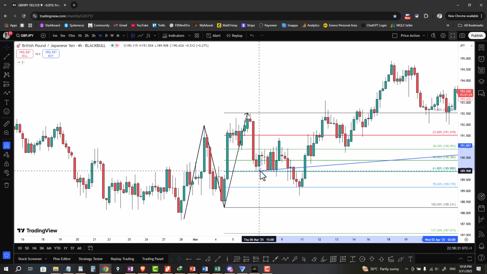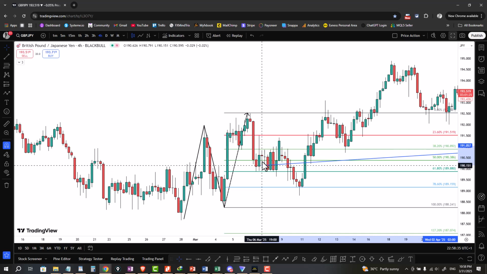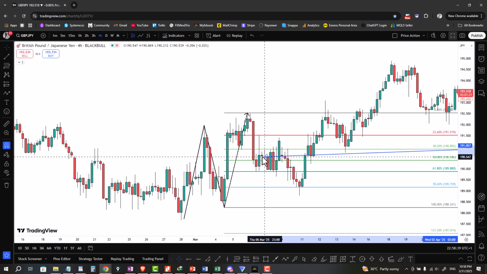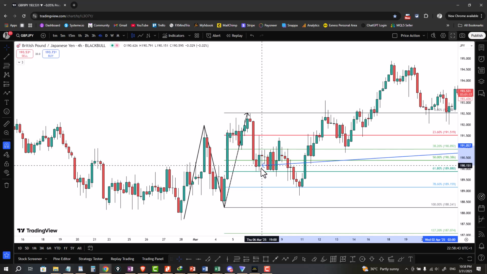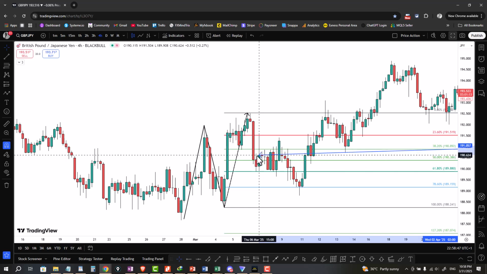But then when price came to the 61.8 level, we have what appears to be a reason for us to buy. What is the reason here? The reason is, you can see that this is a bullish engulfing candlestick, because the body of this green candlestick completely engulfs the body of this red candlestick. So this would have been our trade entry.